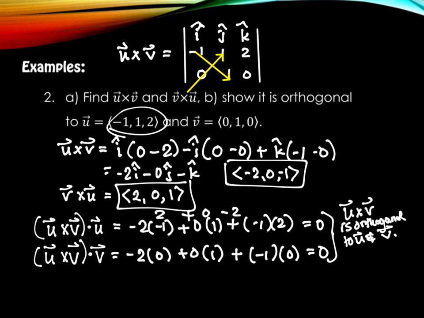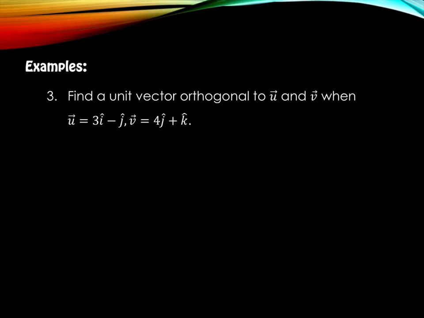So then, we're going to find a unit vector on the next one. We're going to find a unit vector that is orthogonal to u and v when u is 3i minus j and v is 4j plus k. So, in finding a unit vector, you know how to find a unit vector, right? What do you have to do to make a vector into a unit vector? You just divide it by its magnitude, right? Okay, so we're going to find the cross product that we did before, right? The orthogonal business. We're going to find that cross product, and then we're going to find the magnitude, and then we're going to do a division, just like before.